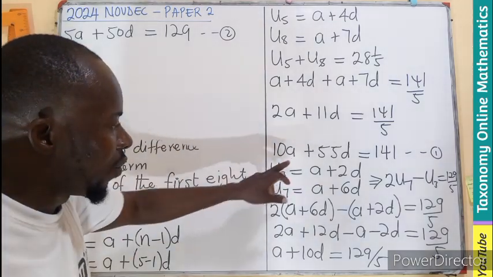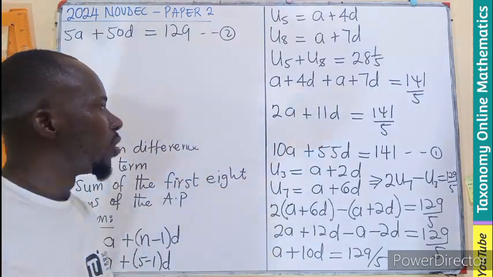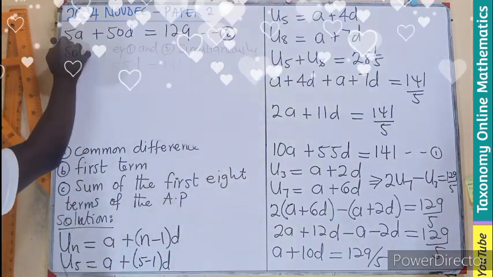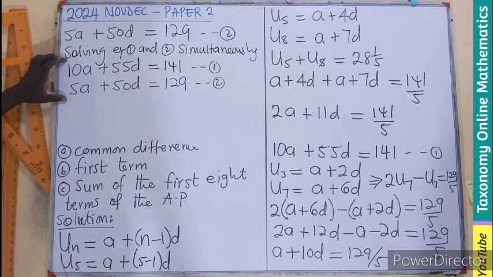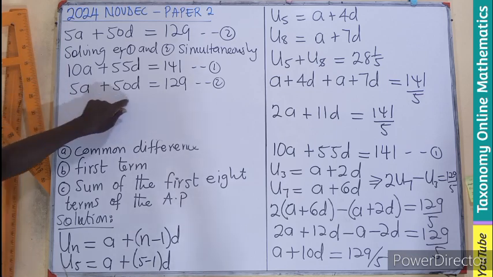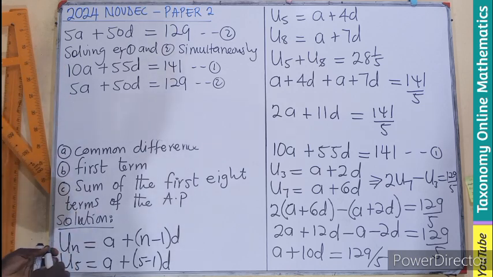So we have two equations that involve two unknowns, which makes it a simultaneous equation. Solving the two equations simultaneously, I would prefer to use elimination. We can also use substitution. For elimination, I want to eliminate A. So I'll multiply equation 2 by 2 in order to make the coefficients of A in equation 1 and equation 2 the same, which will be 10.